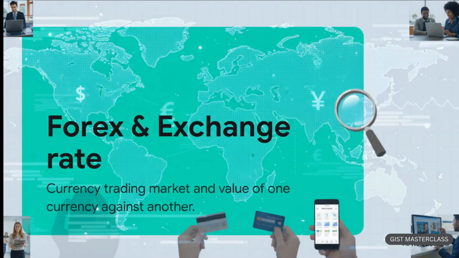Now, zooming way out to an international scale, we encounter the forex market. This is the massive global currency trading market, and it is entirely driven by the fluctuating exchange rate, which is simply the value of one currency measured against another. So, whether you are executing a wire transfer overseas or honestly just converting some cash for a summer vacation in Europe, the forex market is the invisible force at play behind the scenes.